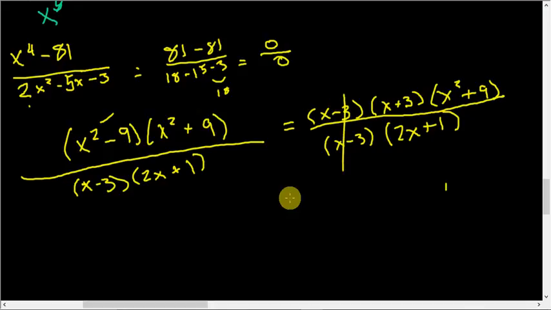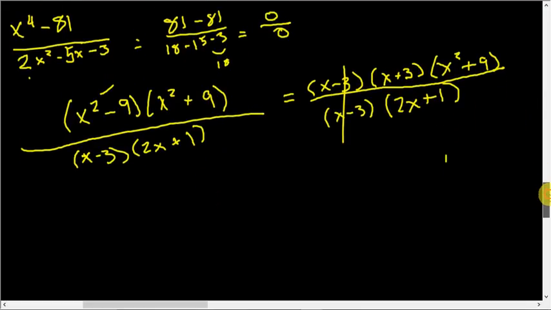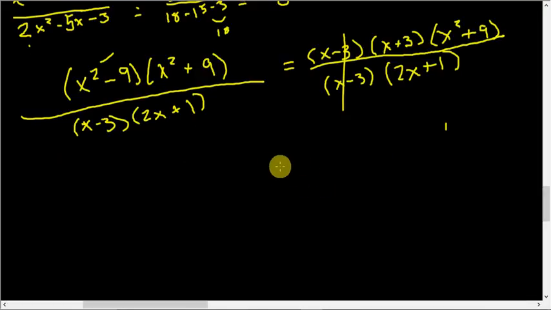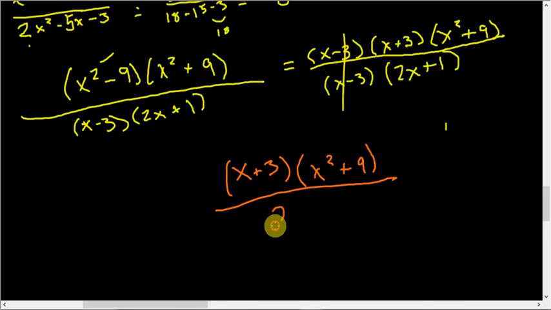Alright, so we got this. So I'm just going to rewrite the equation, use a different color. Kind of ugly, but it's almost Halloween here, so here. It's almost Halloween in the now. Alright, so we got x plus 3, x squared plus 9 over 2x plus 1. I can put that in parentheses, it doesn't matter.